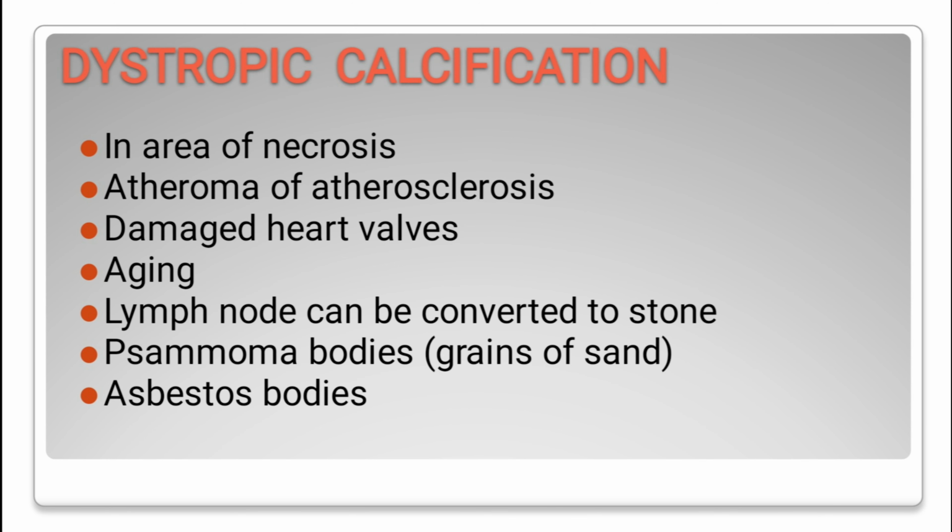Dystrophic calcification is encountered in areas of necrosis. Whatever the type of necrosis may be, that may be coagulative, caseous, or liquefactive, it occurs in the dying tissues, that is the area of necrosis. It can also be found in the atheroma of atherosclerosis, damaged heart valves, and during aging. Sometimes a tuberculous lymph node is virtually converted to stone.